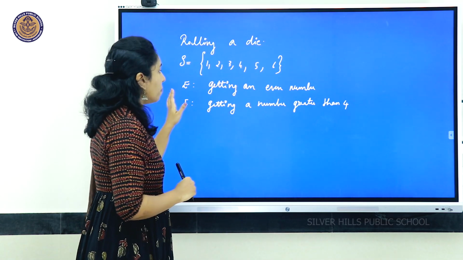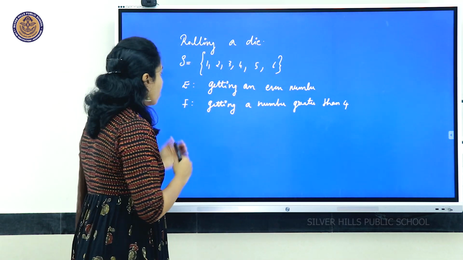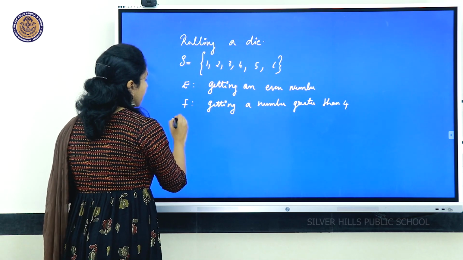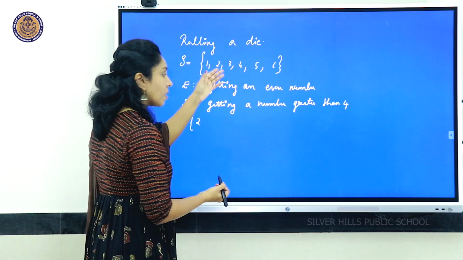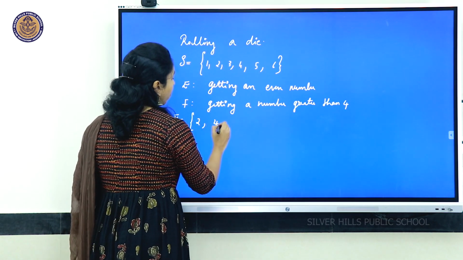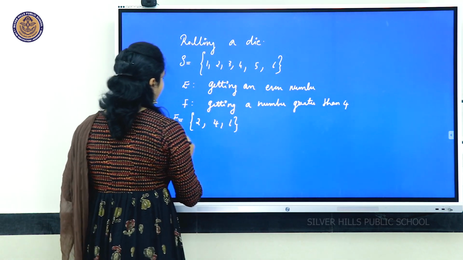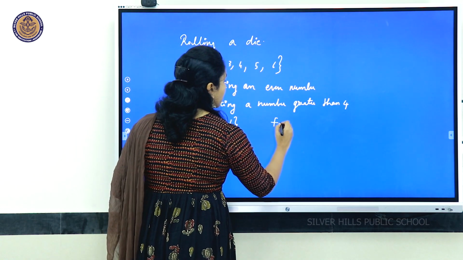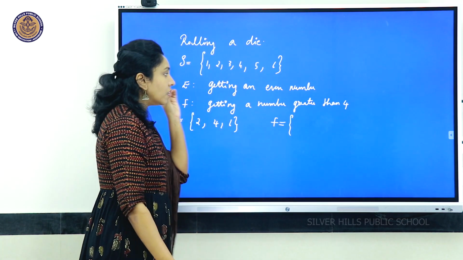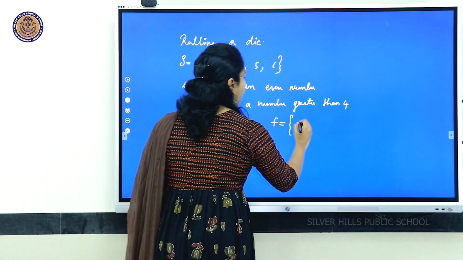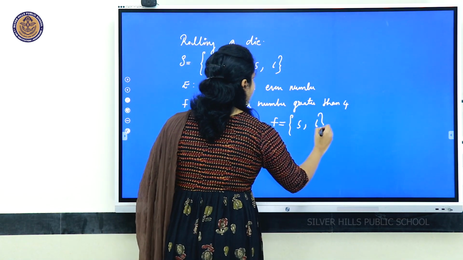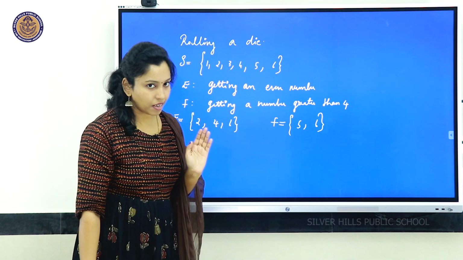So let's list the members of E and F. What are the members of E? I can write E is equal to the set, what are the even numbers coming here? E = {2, 4, 6}. And what is F? I can list the members of F. F means getting a number greater than 4. What are the numbers available here? We have 5 and we have 6. So I have two events E and F.